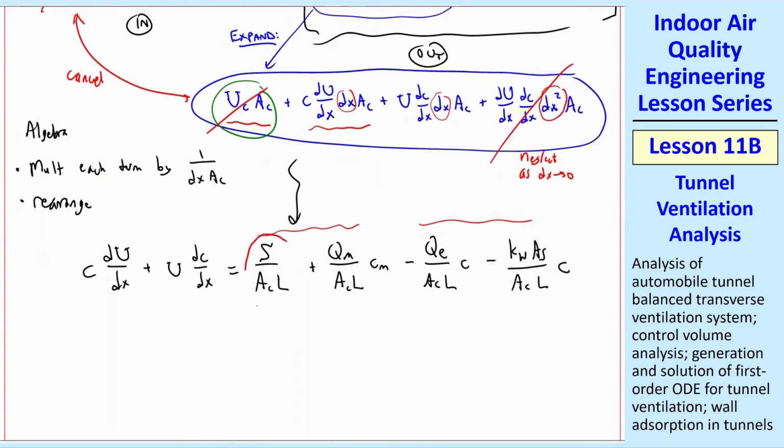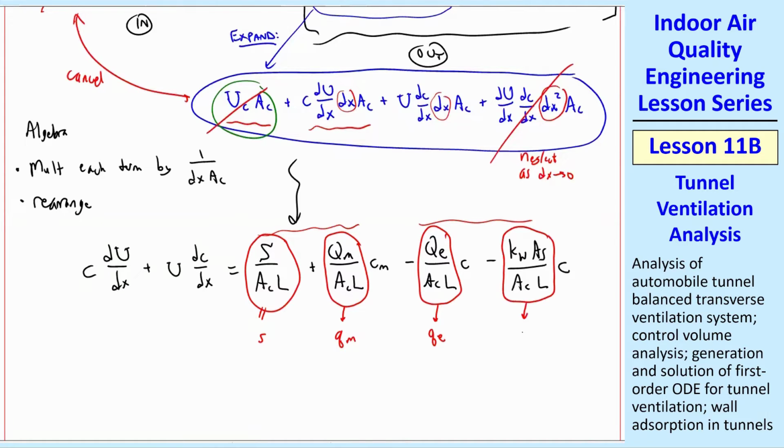Let's call this whole grouping little s, that's a lowercase s. And similarly, we're going to call this QM over ACL, little qm, lowercase q. Call this QE, and we'll call this K.